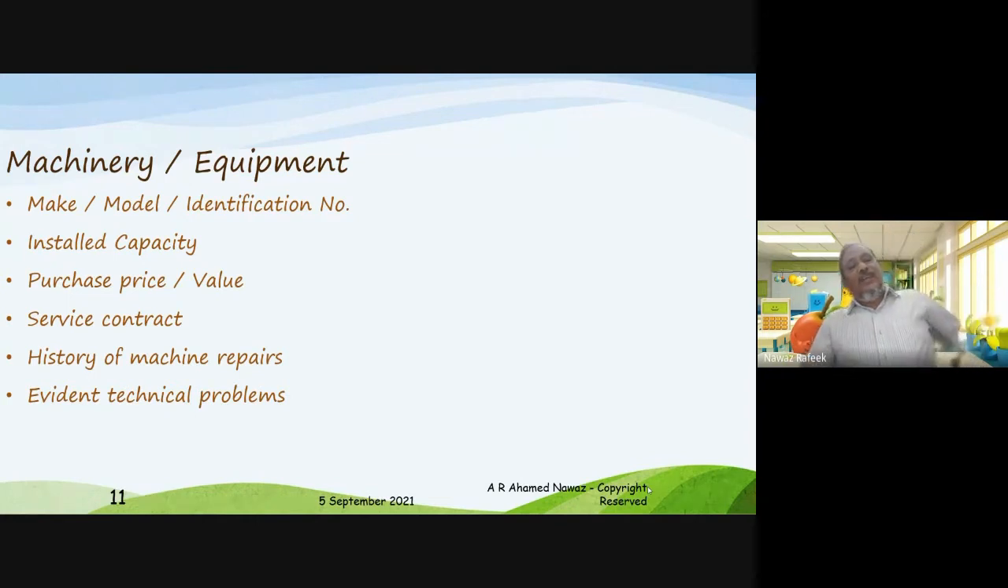Go to the service contract. When the vendor has given a service contract, see what frequency the vendor has been servicing the machine, and see the service records, whether the vendor has serviced the machine according to the contract. Sometimes you may find the contract is given, but the vendor has not given a free service.